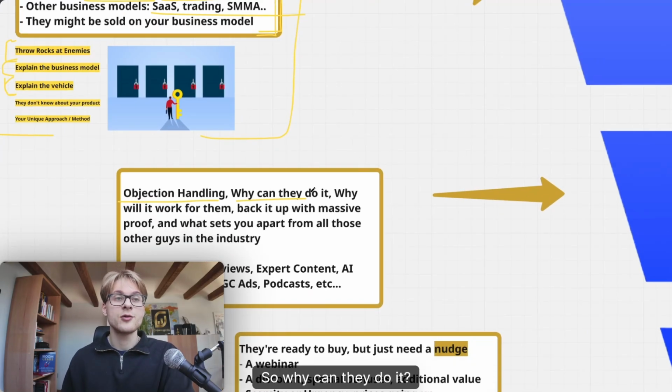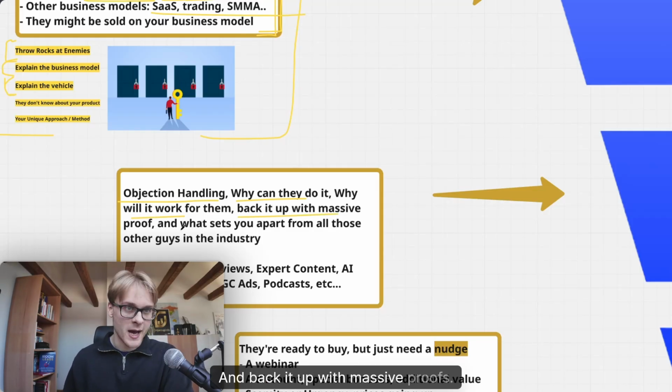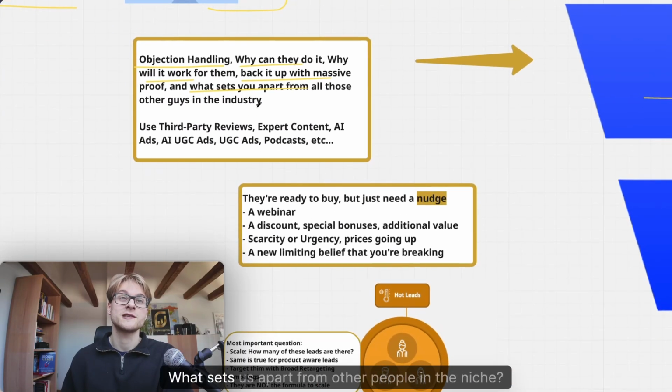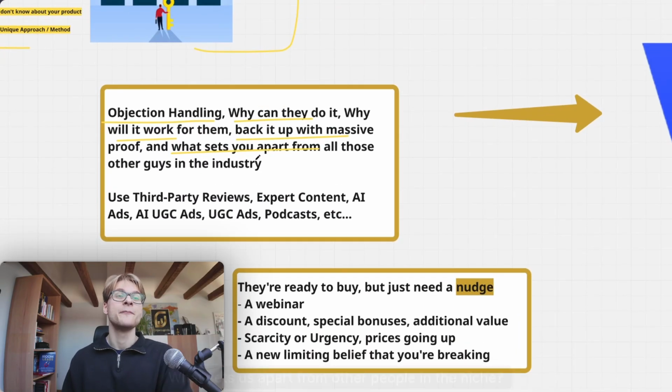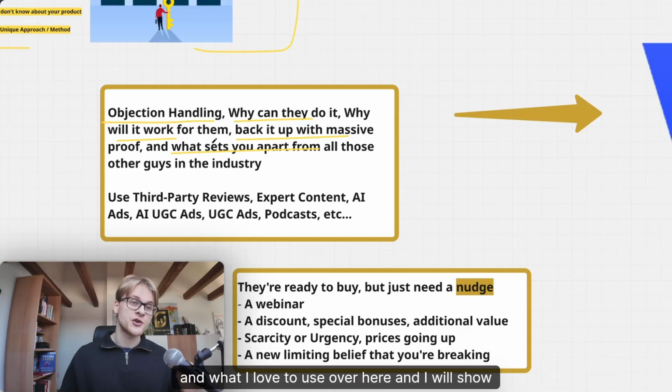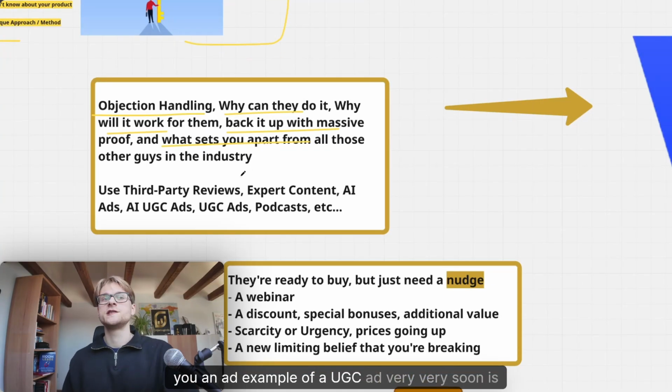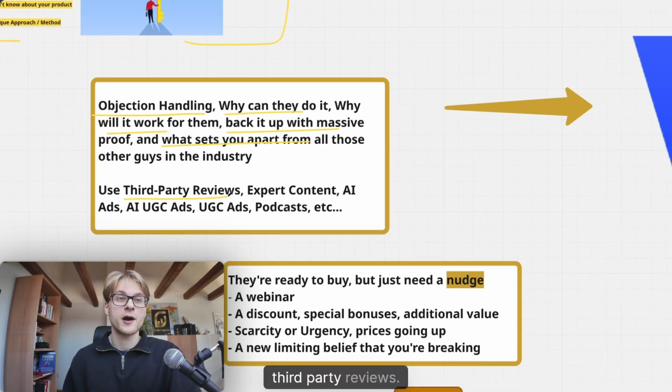So why can they do it? And we need to sell them on themselves, on ourselves, on the opportunity. We've done this already, okay? And back it up with massive proof. So what sets us apart? What's our unique selling point? What sets us apart from other people in the niche? And what I love to use over here, and I will show you an ad example of a UGC ad very, very soon, is third-party reviews, okay?